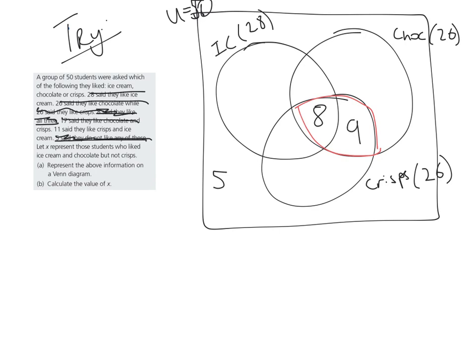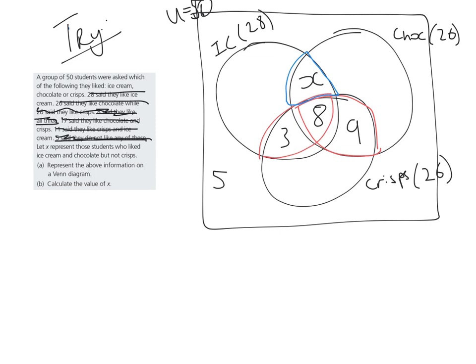We're told that 11 said they like crisps and ice cream. So if we look at crisps and ice cream, that is going to be this circle here. So we need to do 11 minus 8, which gives me 3. And we're told to let X represent those students who liked ice cream and chocolate, but not crisps. So ice cream and chocolate is obviously here, but not crisps, so it's just this section. So we can actually put the X in there straight away.